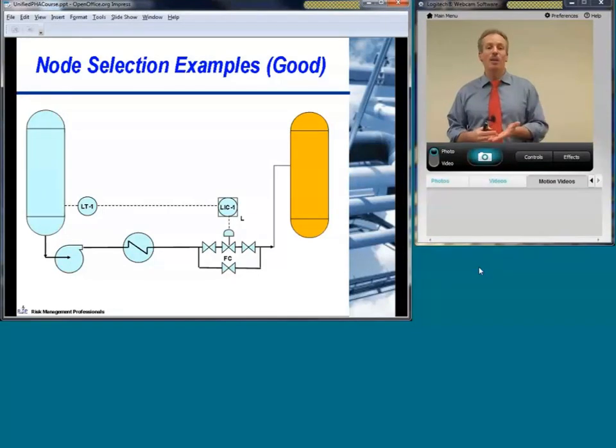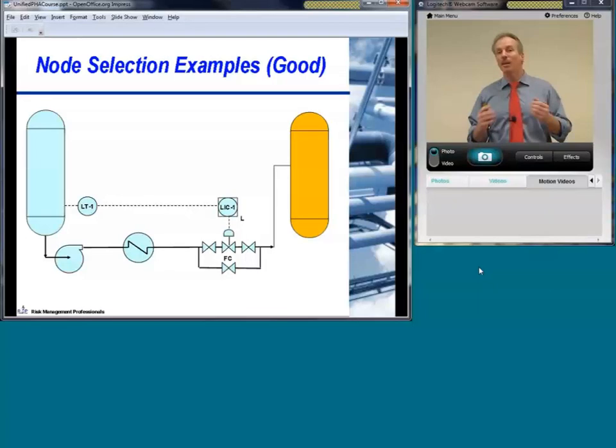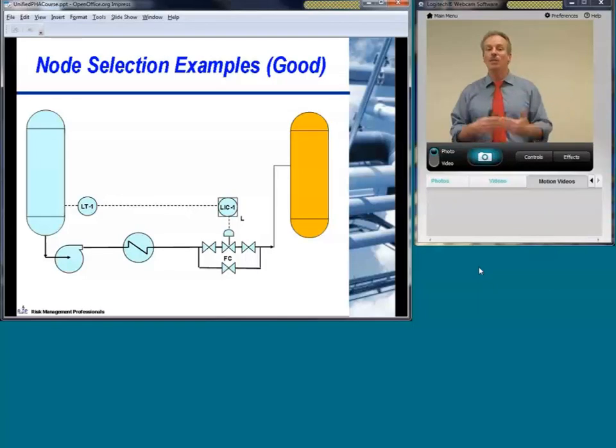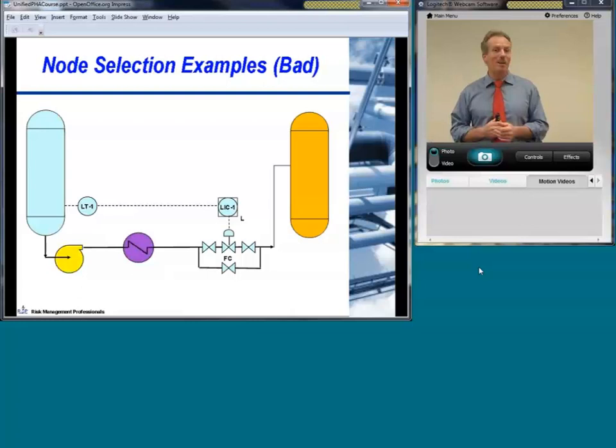So coupling them together like this allows you to go through the HAZOP study deviations very effectively, and grouping them like this really helps out a lot. A really bad example, and I have seen lots of these when I've revalidated other people's work, has been when they take each process component and make a separate node out of them.